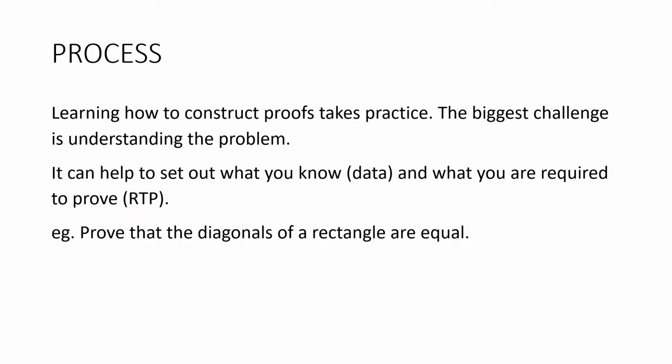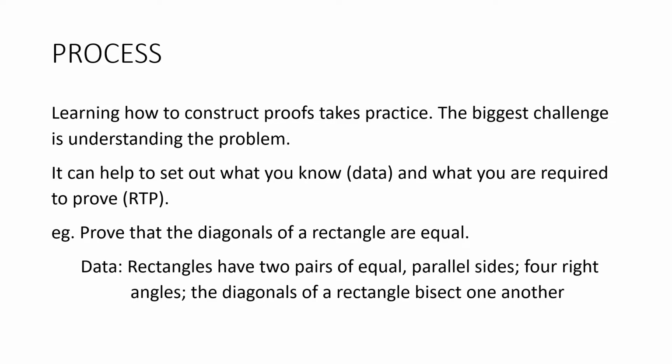So suppose we want to prove that the diagonals of a rectangle are equal. We can use anything that we know about a rectangle except that the diagonals of a rectangle are equal. So we could use that rectangles have 2 pairs of equal parallel sides, or 4 right angles, or the diagonals of a rectangle bisect one another. And here's our required to prove. The diagonals are equal to one another.